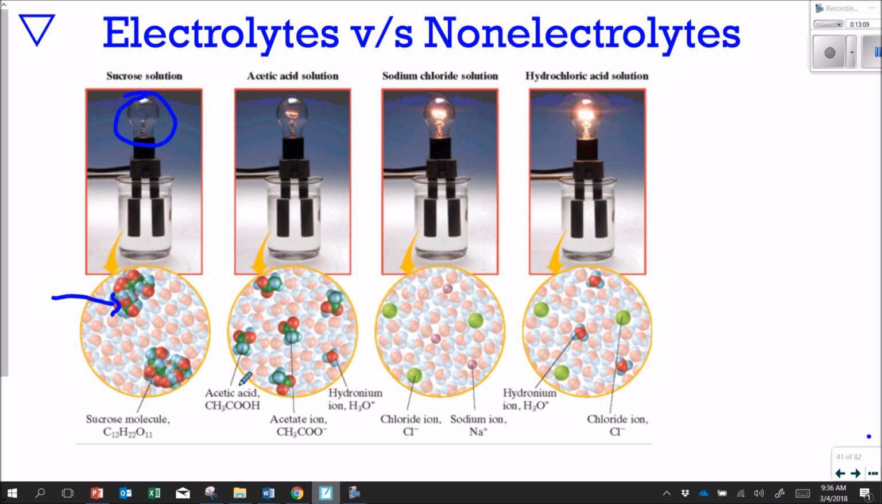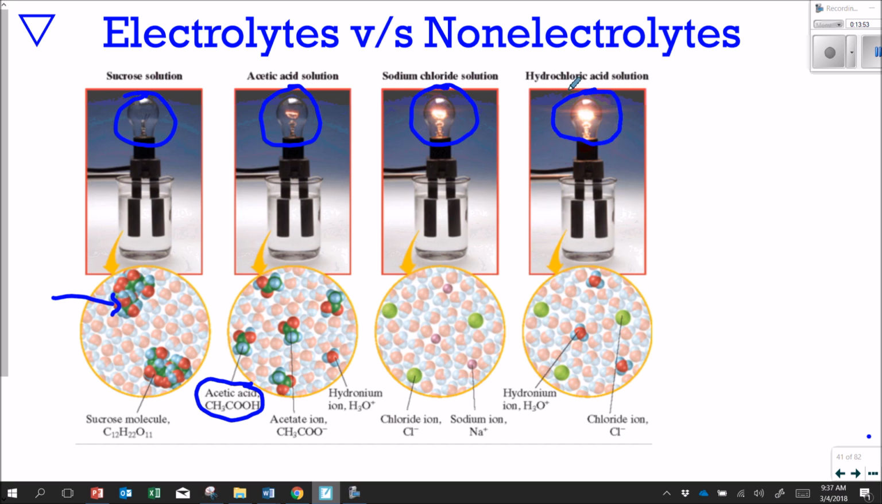In an acetic acid solution, we said that acetic acid is a weak acid, so it ionizes partially, and the light bulb is pretty dim. It is a weak electrolyte. In a sodium chloride solution, all the sodium chloride produces ions, so we have a strong electrolyte and the light bulb is fairly bright. Same thing for hydrochloric acid. It is an acid that ionizes completely, so lots of ions in the solution and a bright bulb, so a strong electrolyte.